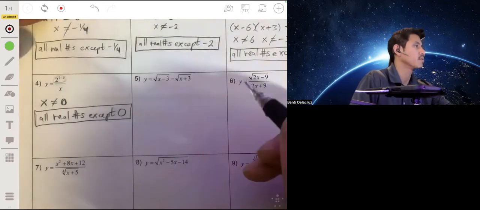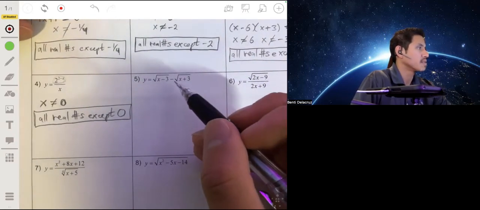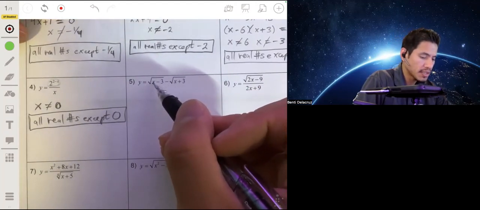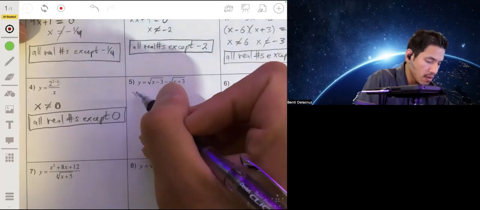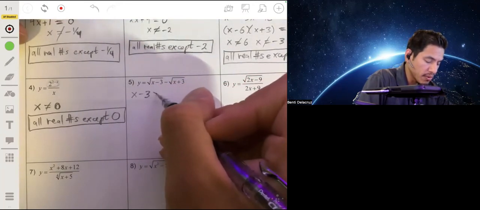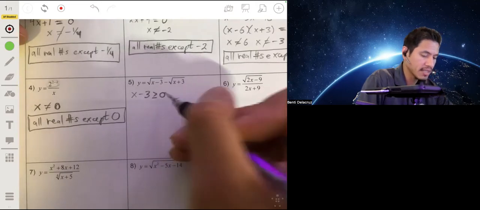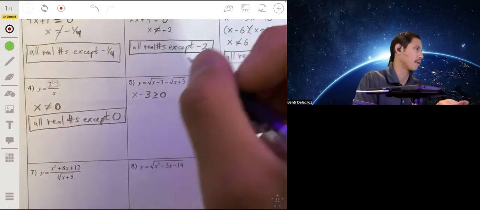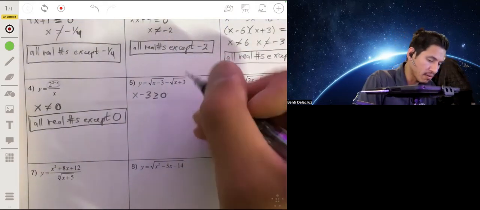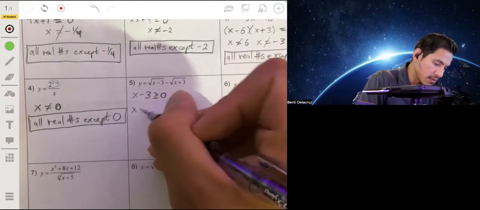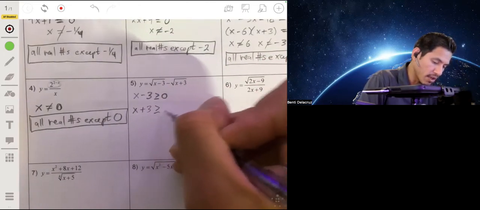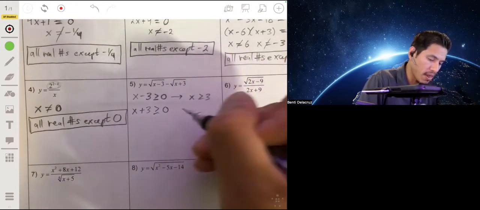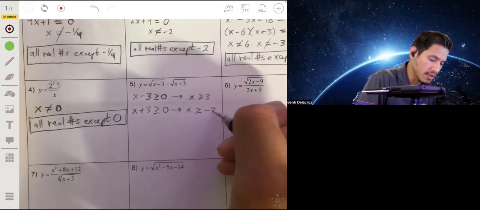Okay, so here we have 2 square roots, the square root of x minus 3 minus the square root of x plus 3. So we would basically set x minus 3 to be greater than or equal to 0, because remember, we can't take the square root of a negative number, at least so that we could stay in the real numbers. And same thing here, x plus 3 is greater than or equal to 0. Solving this, we would get x is greater than or equal to 3. And solving this, we would get x is greater than or equal to negative 3.